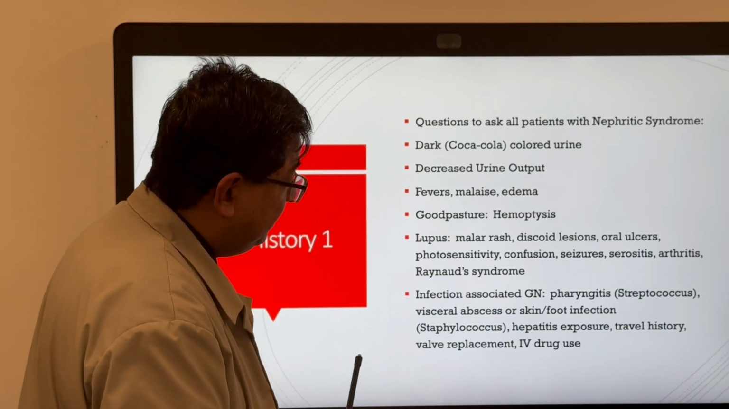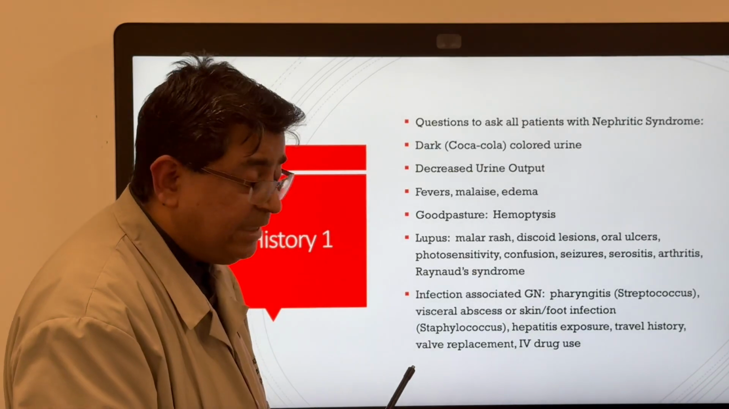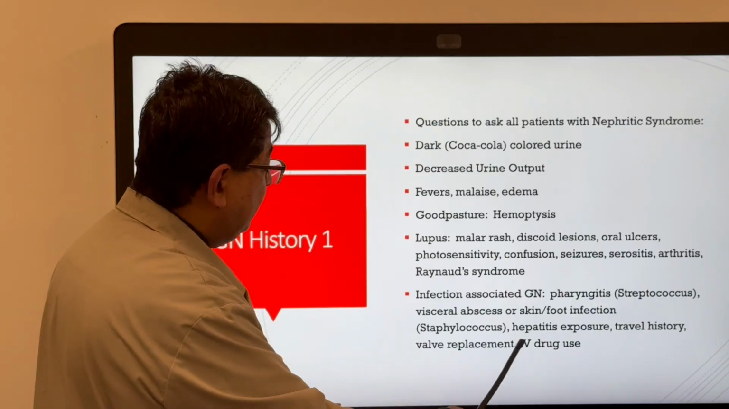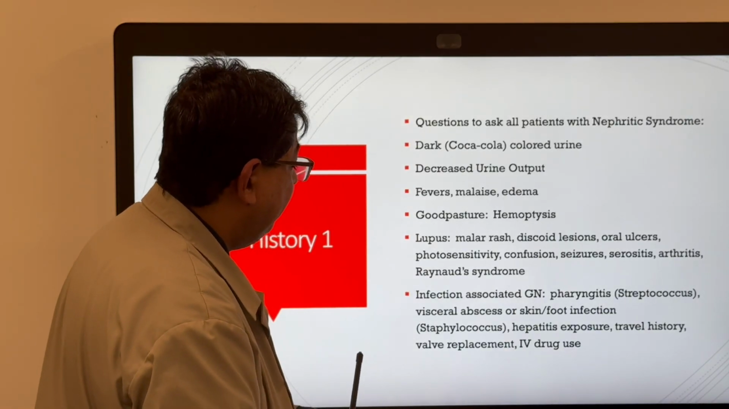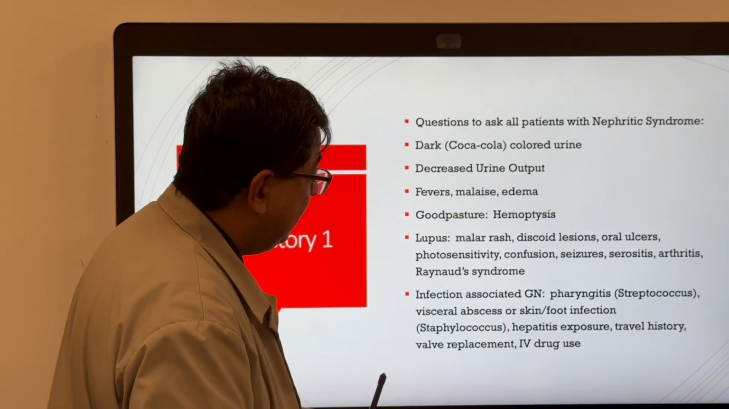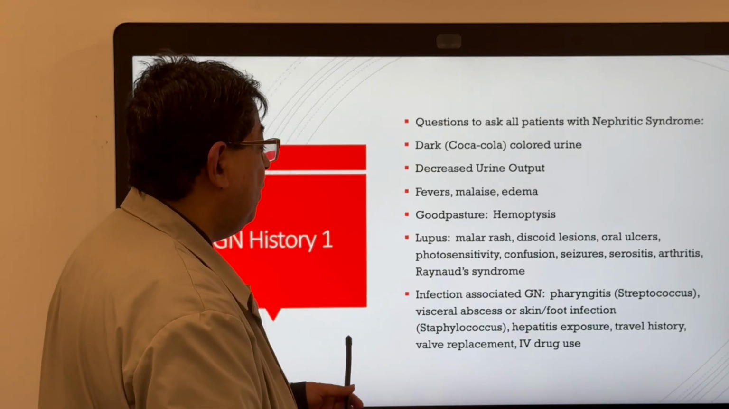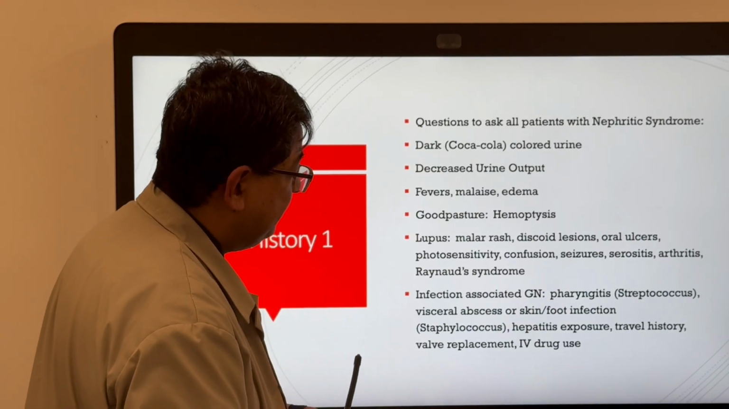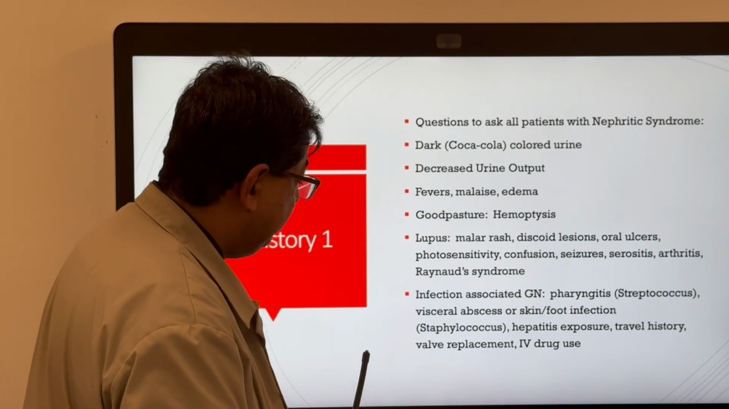Typically, valvular disease, endocarditis. Have they had IV drugs? Have they had a valve replacement? And then, of course, you should always rule out skin, foot infection, visceral abscesses, hepatitis, and travel history.